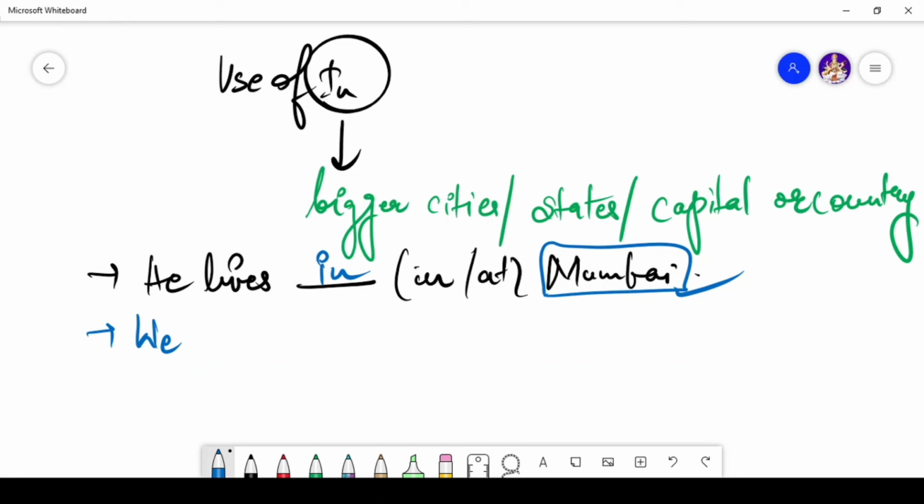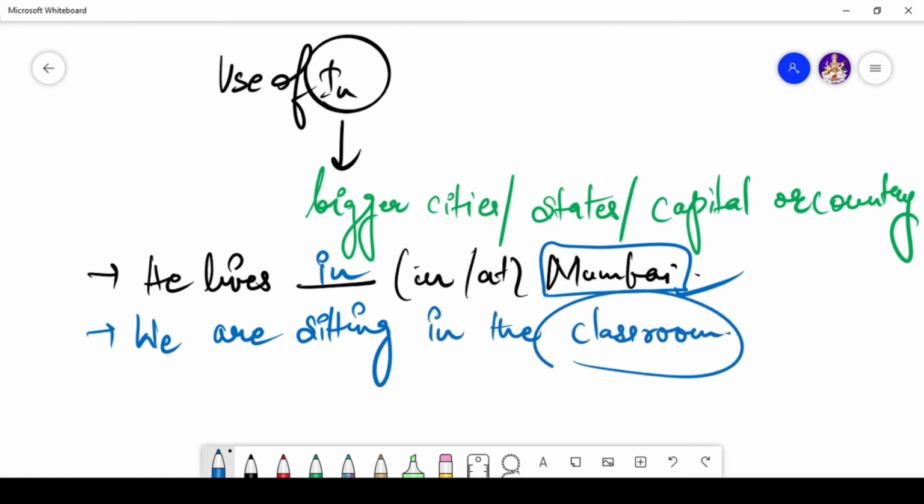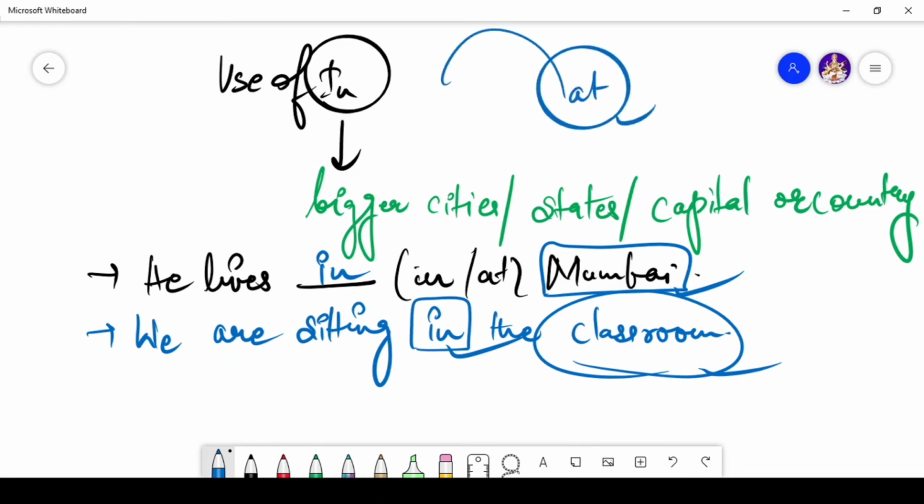The next example is if I am saying that we are sitting in the classroom. Again I'm talking about a big area, and we are sitting in the classroom. So again you're going to make use of "in". So remember, whenever you're talking about smaller places, smaller areas, in that case you're going to use "at", and whenever you're talking about anything bigger, then you're going to make use of "in".